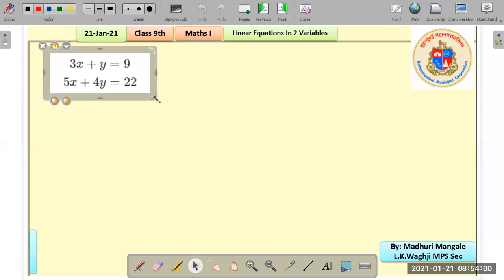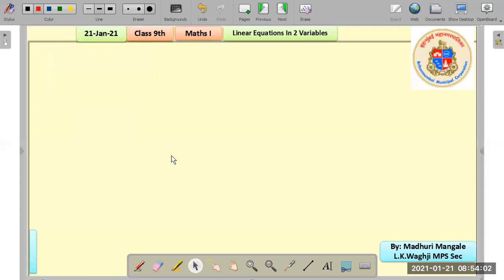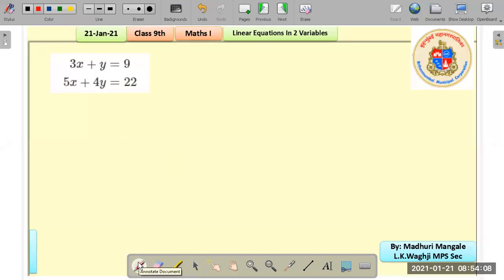3x plus y equals 9 and 5x plus 4y equals 22. That is the first question. Now here, first check which terms are same. Are the x terms same? The x terms are 3x and 5x. What are the y terms? Those are y and 4y. None of them are same. So what should be done?